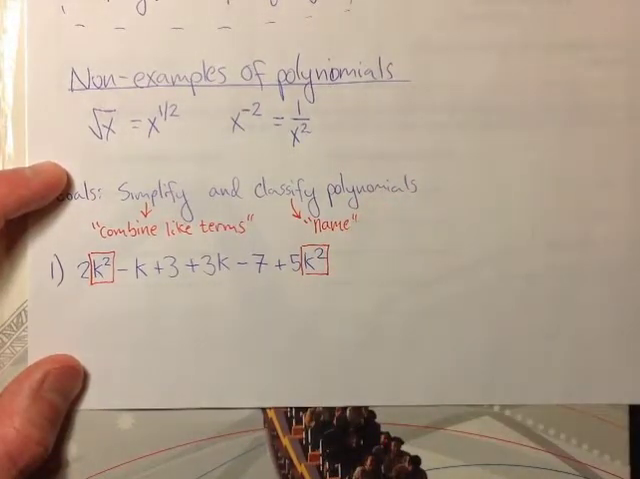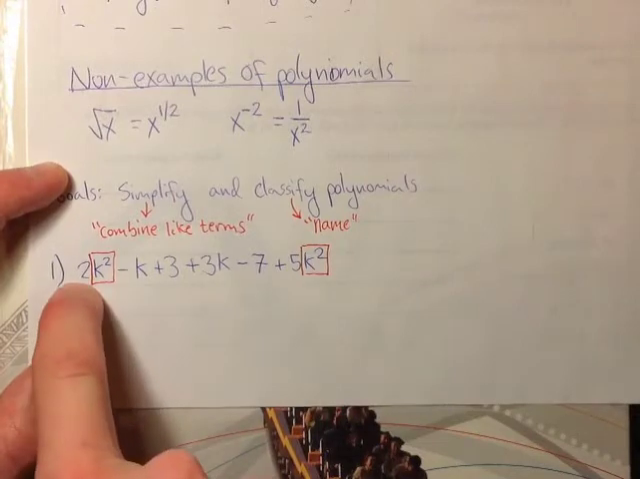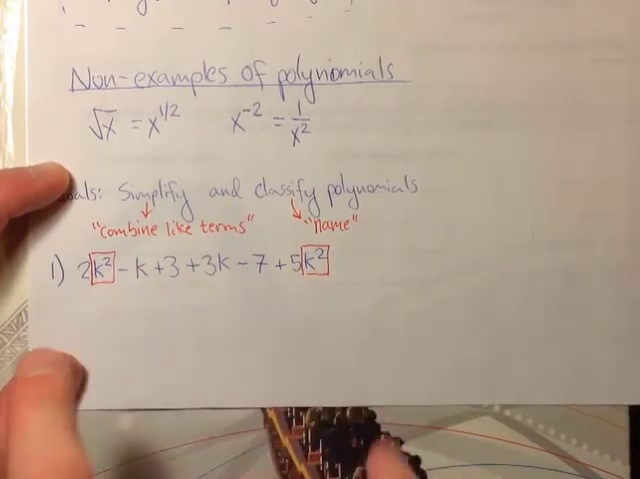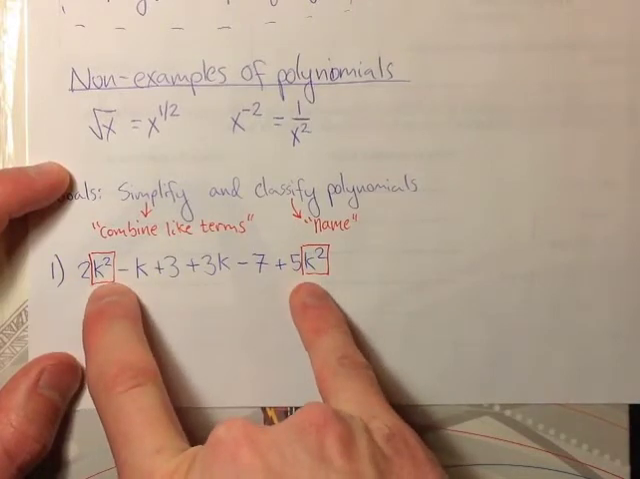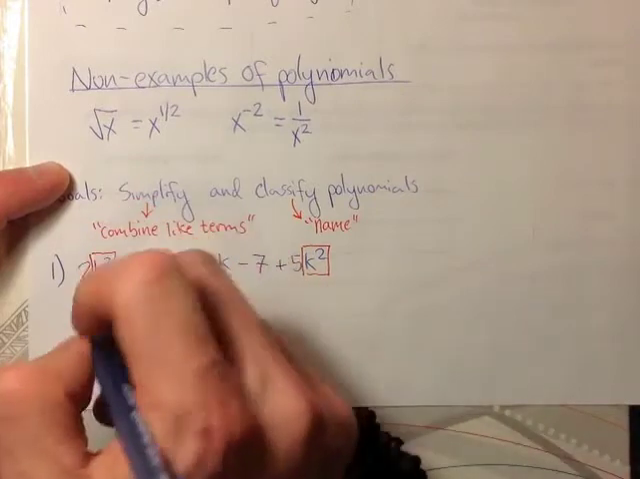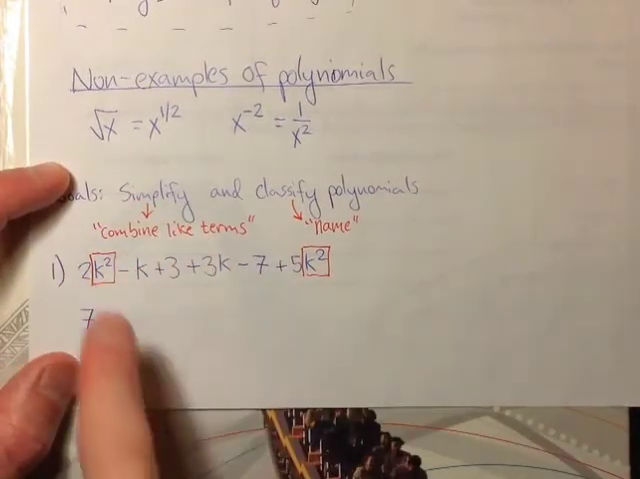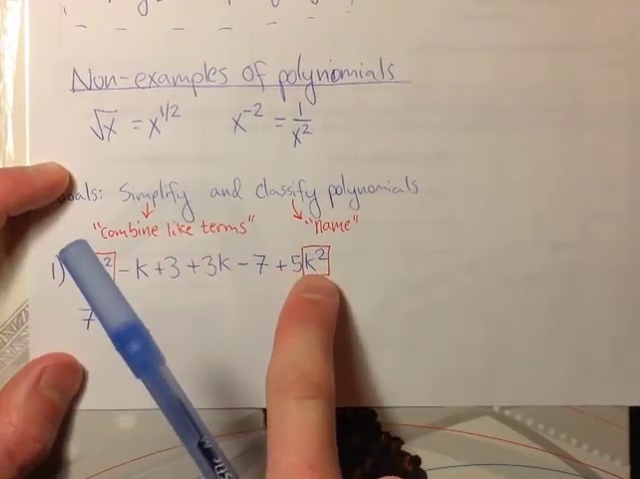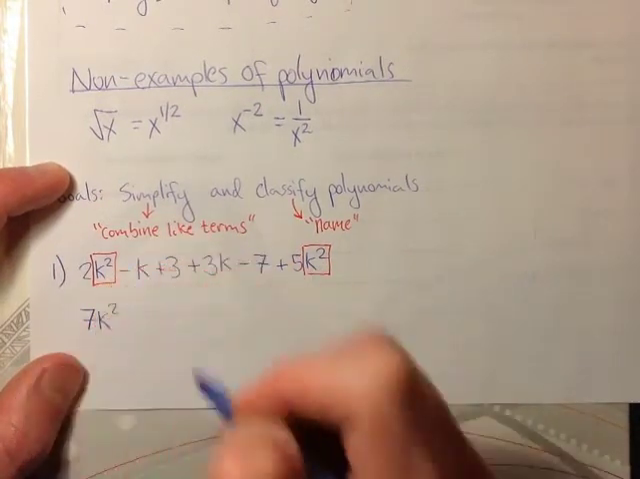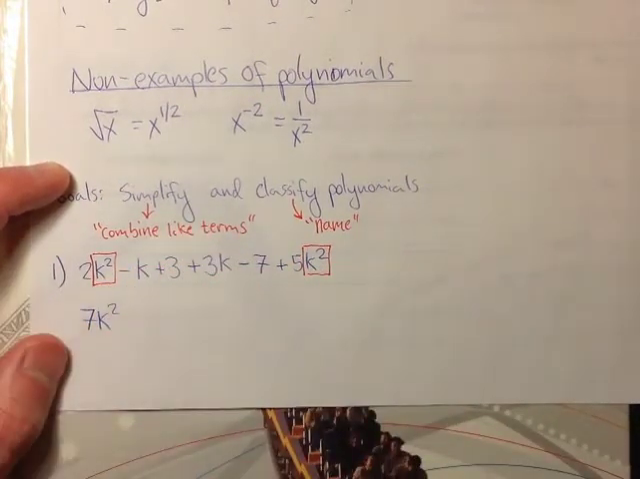Now, look at the number out front, 2, and then look at the number out front here, 5. In order to combine these two like terms, what I'm going to do is take 2 plus 5, which is 7, and then multiply that by my like factor, k squared. 7k squared, bada bang, done.